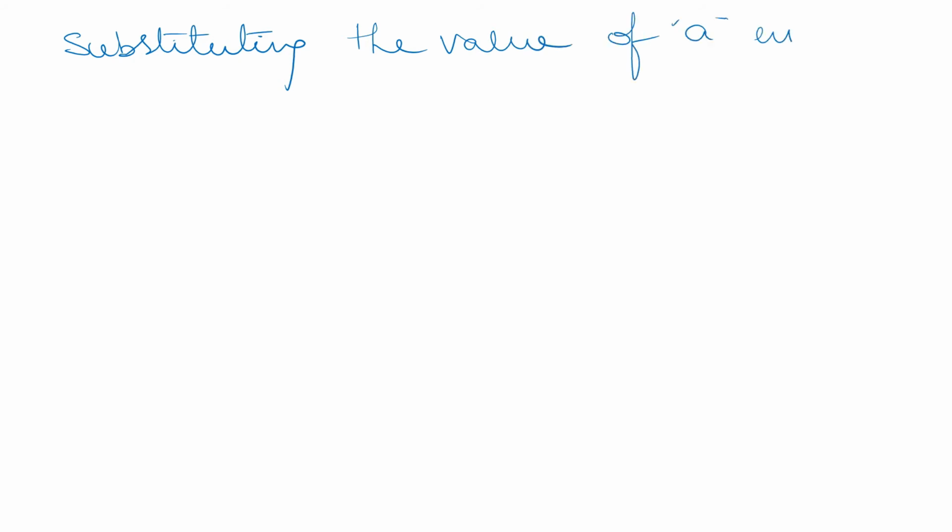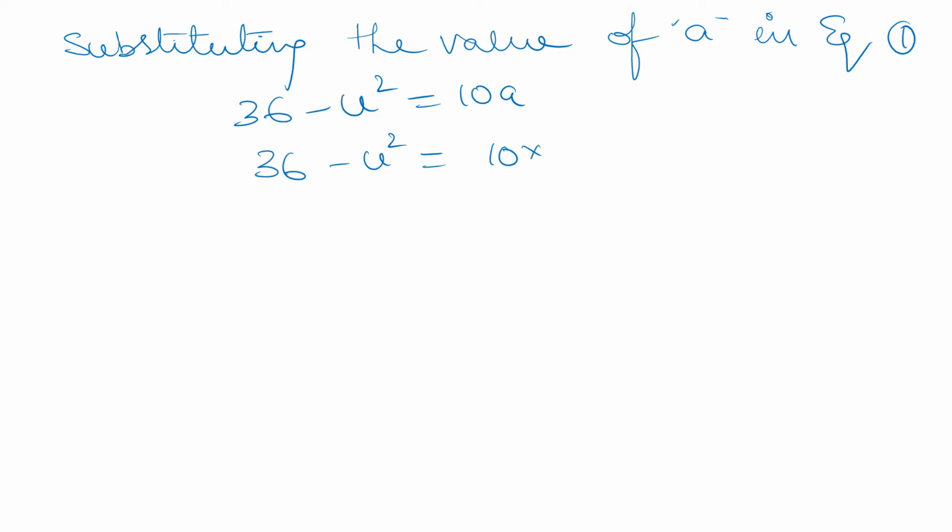Substituting the value of A in equation 1, we get 36 minus U square is equal to 10A. So A is equal to 2. So that is 36 minus U square is equal to 10 into 2, which is 20.